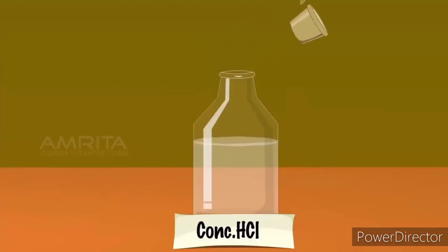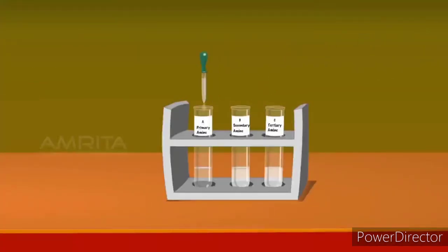Using another dropper, take a small quantity of concentrated HCl. Add it into the test tubes A, B and C. In test tube A, the soluble sulfonamide salt formed precipitates after addition of HCl. In test tube B, acidification of the mixture does not dissolve the insoluble sulfonamide. In test tube C, the insoluble amine is converted to a soluble ammonium salt.